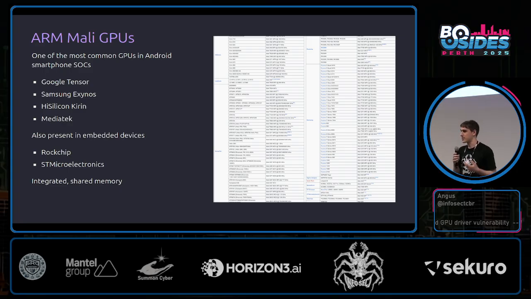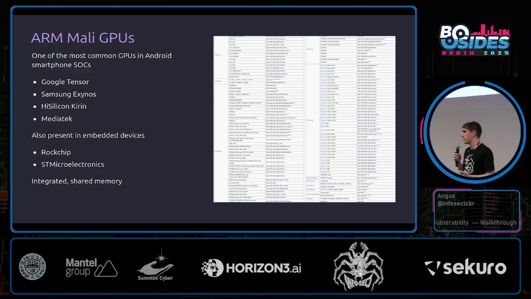Your Google Pixel devices, your Samsung Galaxy devices, a bunch of Huawei devices, MediaTek chips used in a lot of lower-end Android phones. Also, a bunch of embedded devices like RockPi, STMicroelectronics. They use it in a bunch of their MCUs as well. So Mali is everywhere, especially in the mobile and embedded market.